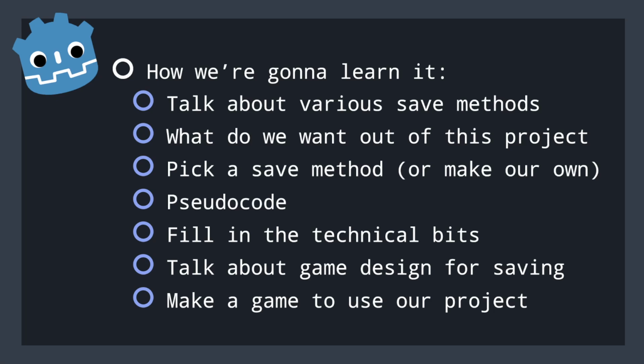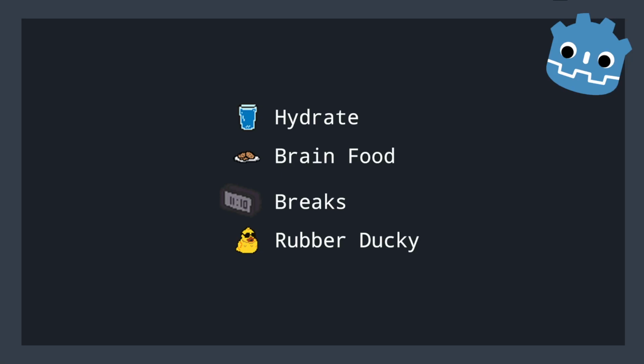Then we're going to lay out this project in pseudocode. Then we'll go back through and fill in the technical bits. And then we're going to talk about game design for saving from the beginning instead of the end. And lastly, we'll make a game to use our project. We'll probably use the little boat mines demo that I just showed. So go ahead and grab the essentials and let's get started.